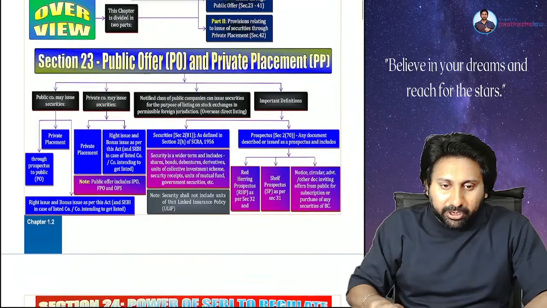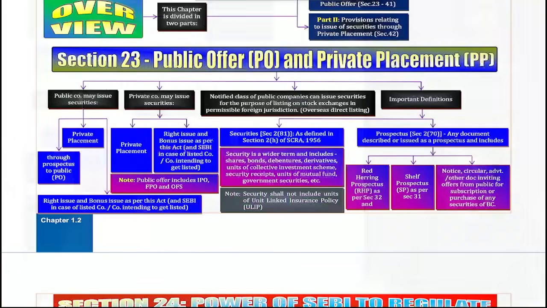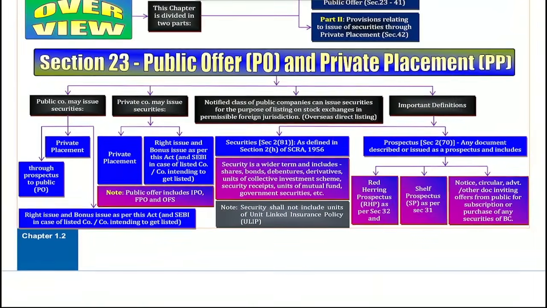Okay. I'm putting the chart on full screen basis. One minute time. Revise everything fast. We'll go to the next one.